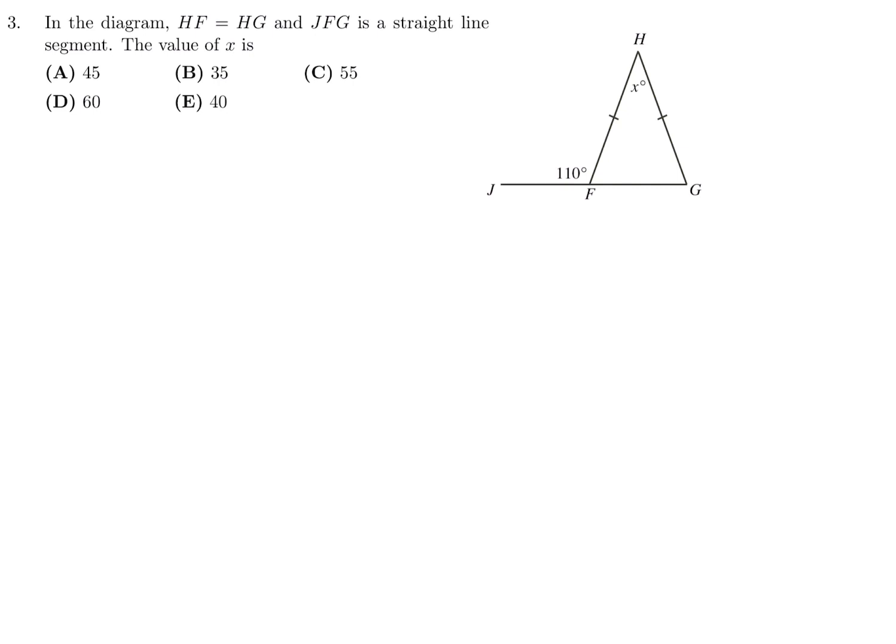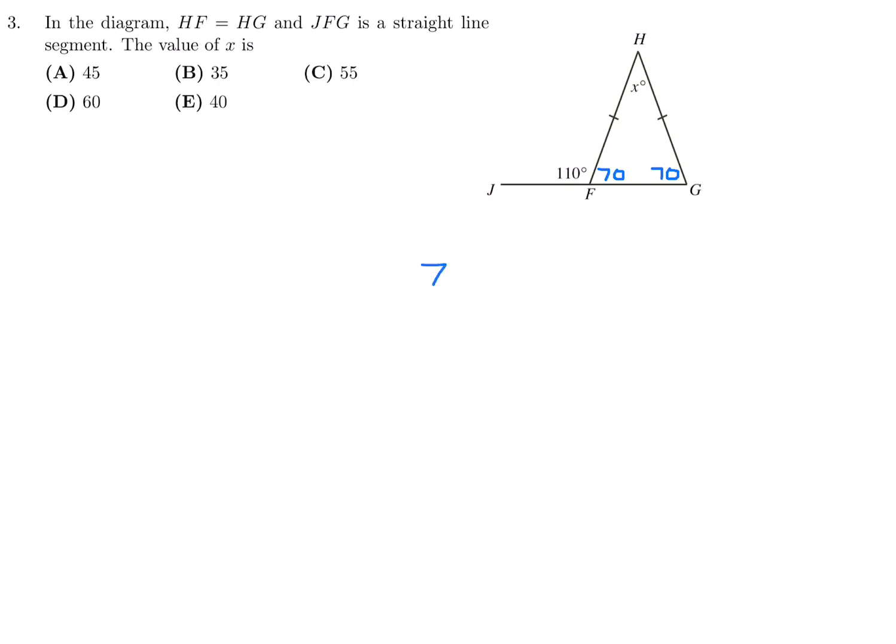In the diagram, HF is equal to HG, and JFG is a straight line segment. The value of x is. Well, if you look at that line, the two angles have to add up to 180. So if this is 110, then this guy's got to be 70, right? Now, these symbols mean that those two sides are the same. They tell you that in the question also, and that means that triangle is isosceles. So in an isosceles triangle, that angle is the same as that angle. So if that's 70, this is also 70.